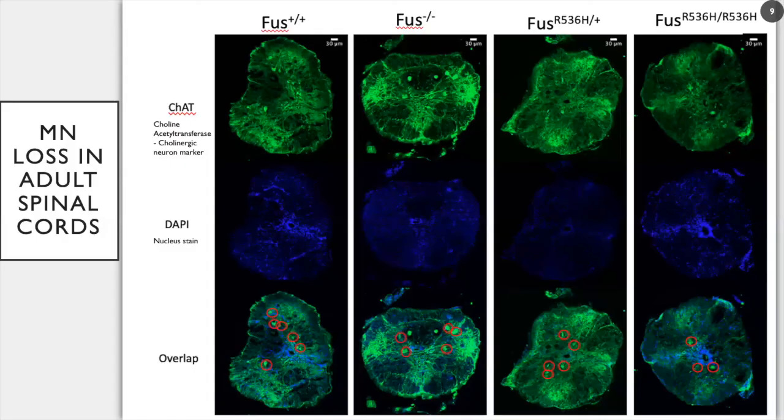To address this question, I've begun imaging spinal cord sections with DAPI and CHAT, a marker for motor neurons. These sections are taken from between the 2nd and 4th vertebrae of the spinal cord of 3-year-olds. We only see 3 motor neurons in the homozygotes R536H slides in comparison to 6 in the wild type slides.